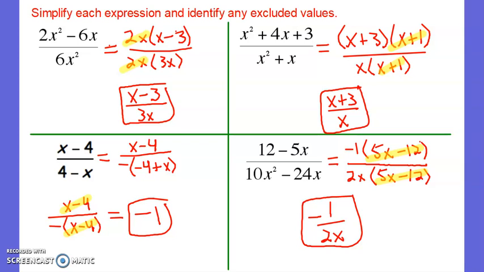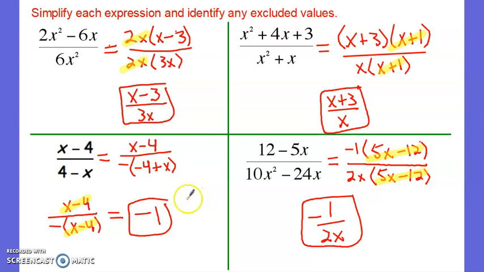All right, so we got some answers for you here. In this first problem, we just factored a 2x out of both the top and the bottom, basically canceling those away, and we end up with x minus 3 over 3x. On the one on the right, again, we factor the top, we factor an x out of the bottom. You'll notice we get that x plus 1 in common. Hopefully you got x plus 3 over x.